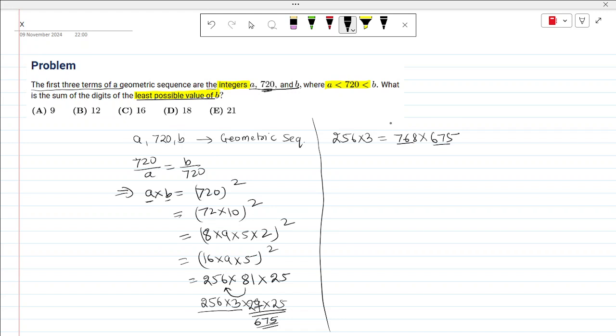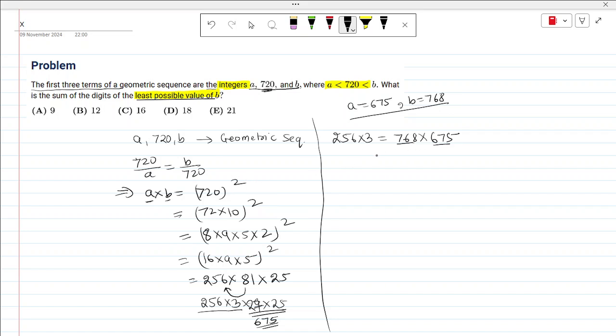So A is the smaller number, so A could be 675 and B could be 768. It can be a solution if it becomes a geometric progression, which we have to check. Obviously it will become a geometric progression, because if we split the square into any two numbers, because of this relation it will become a geometric progression. So what we have to do is find the least possible value. Now we can make other trials.